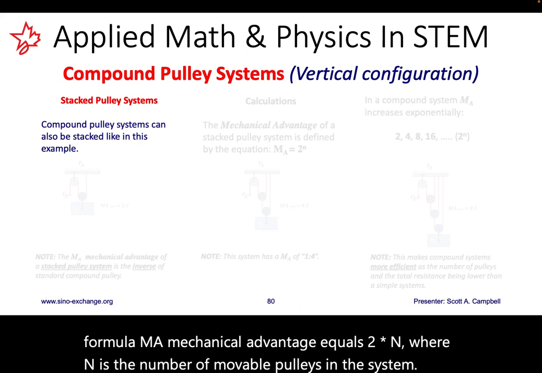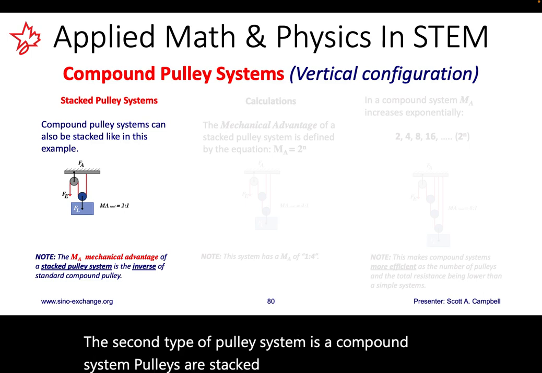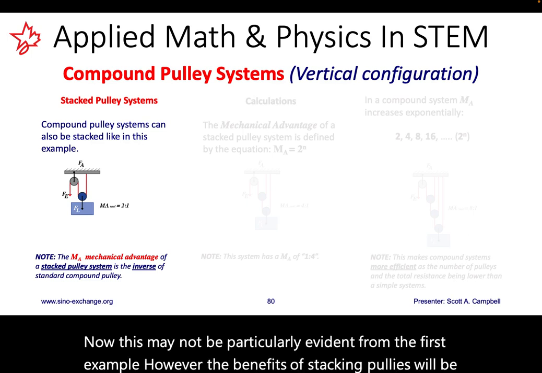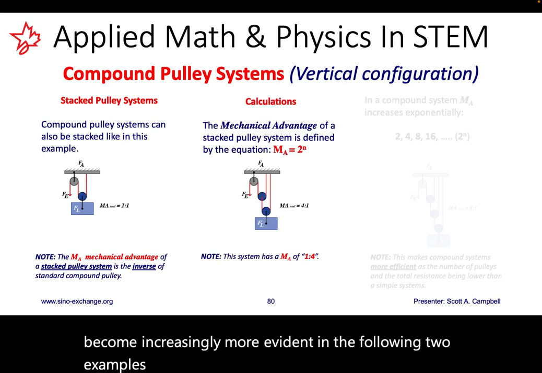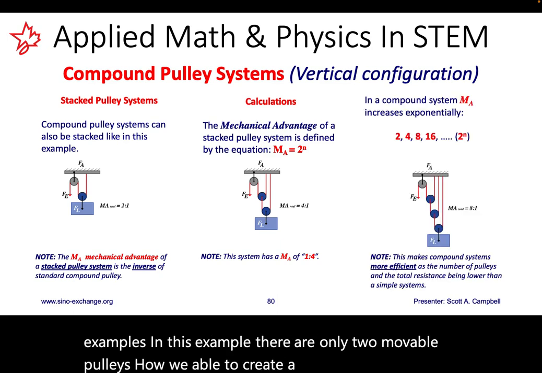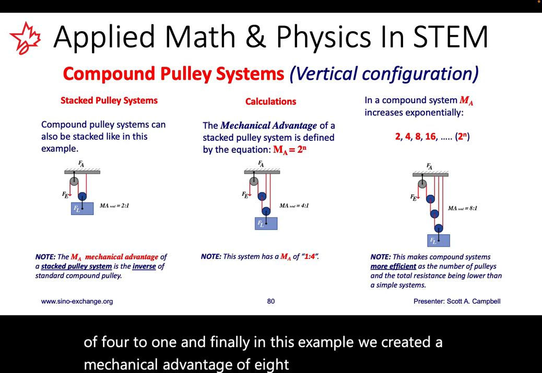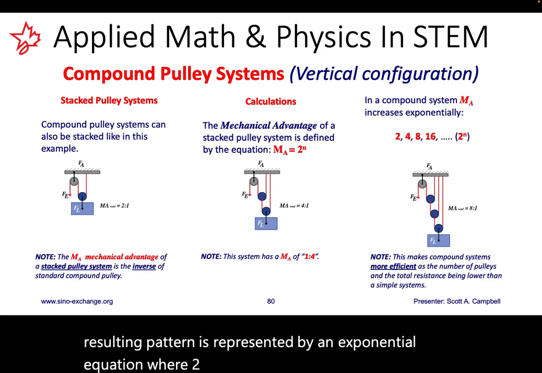The second type of pulley system is a compound system. Pulleys are stacked in a vertical configuration in a compound system. Now, this may not be particularly evident from the first example. However, the benefits of stacking pulleys will become increasingly more evident in the following 2 examples. In this example, there are only 2 movable pulleys. However, we're able to create a mechanical advantage of 4-to-1. And finally, in this example, we've created a mechanical advantage of 8-to-1. Therefore, the resulting pattern is represented by an exponential equation where 2 is raised to the power of n.